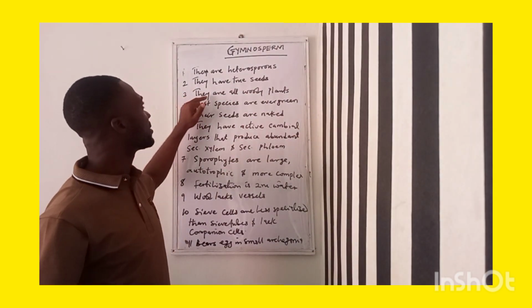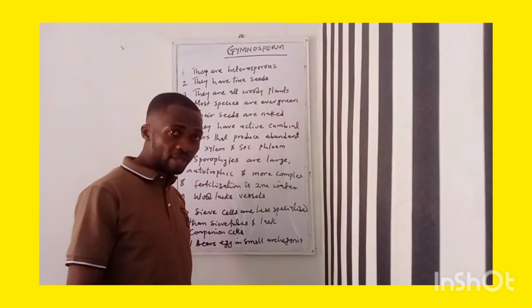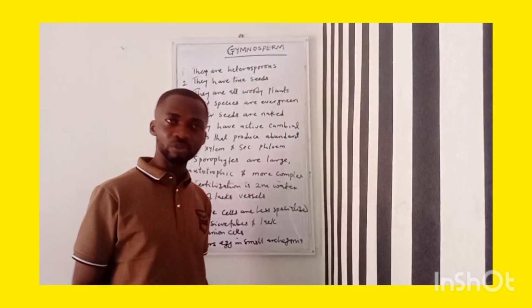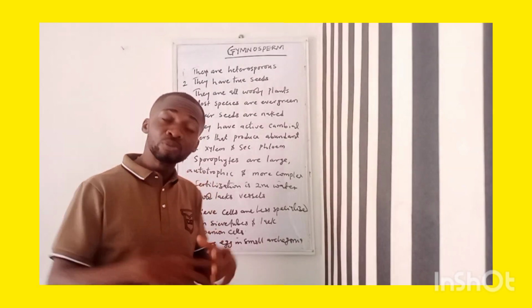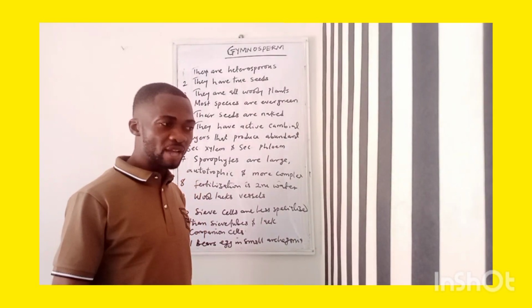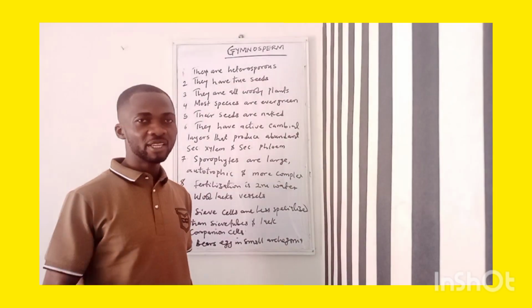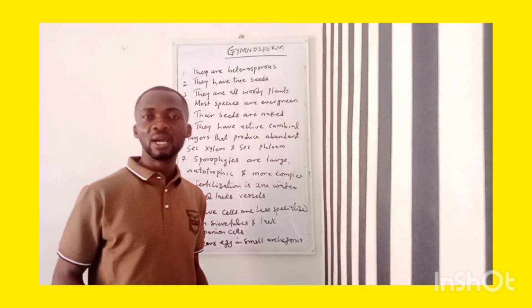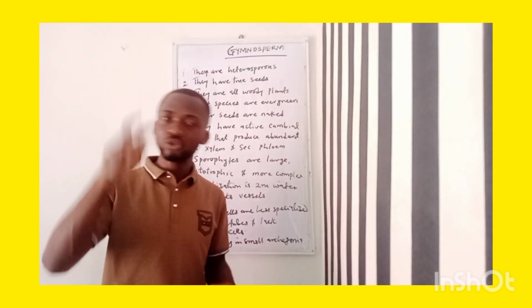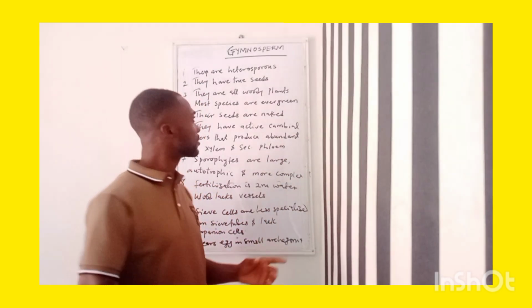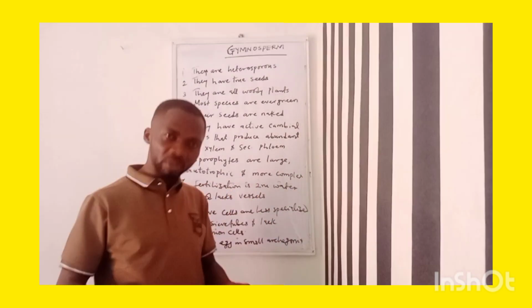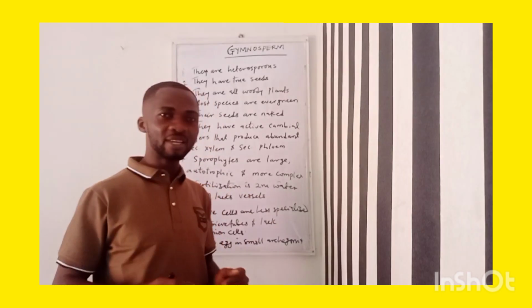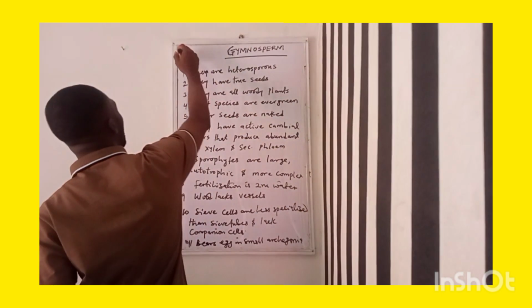This is the third characteristic. They are all woody plants. Yes, this is an important characteristic of gymnosperms. All members of gymnosperms are woody plants. And when we say woody plant, that means wood can be produced from it. A man called Hutchinson was the one who classified plants generally. According to him, plants can be classified into two groups. He called them the lignosae and the herbaceae. The lignosae are those that are predominantly woody, and the herbaceae are those that are predominantly herbaceous.